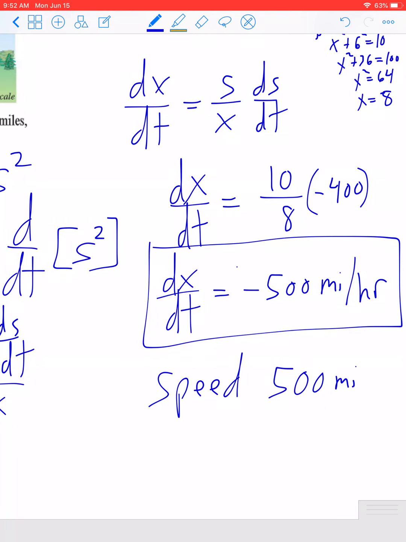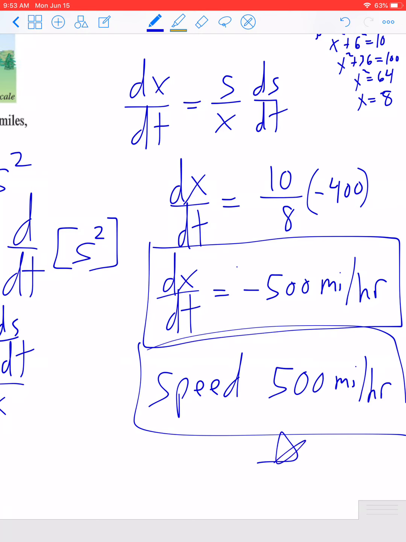Okay, so remember, speed is the absolute value of velocity. The velocity gives us both magnitude and direction. So the proper answer to this question, and I should write it out in sentence form, but I'm not going to, is that the speed of the plane is 500 miles per hour.